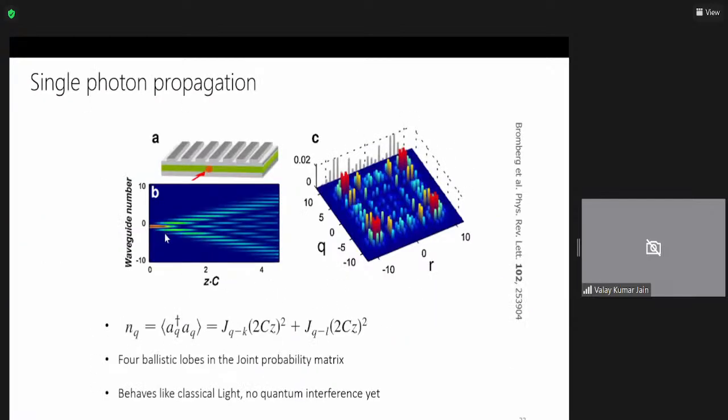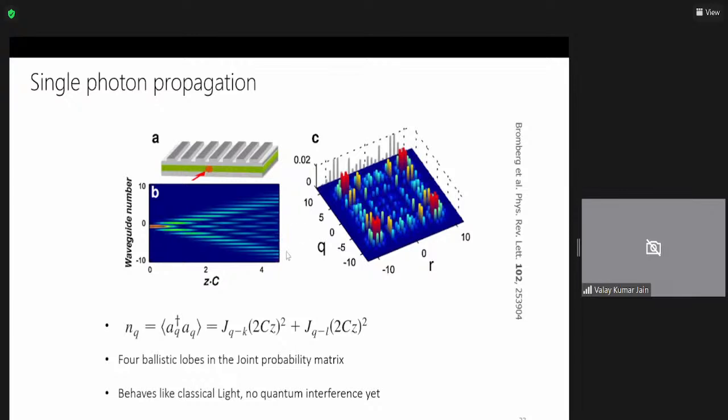So if I insert a single photon, solve my equation of motion and do my measurements of the operators, I get this kind of probability distribution. It's absolutely gorgeous. You can see this is actually a Bessel function. One maximum of the Bessel function is around here, and the other maximum is over here. This leads to these two ballistic lobes, these four lobes that you see in the joint probability distribution. But this is the same behavior as classical light. If I were to insert a laser over here, I would see the same distribution. There is no quantum interference yet.